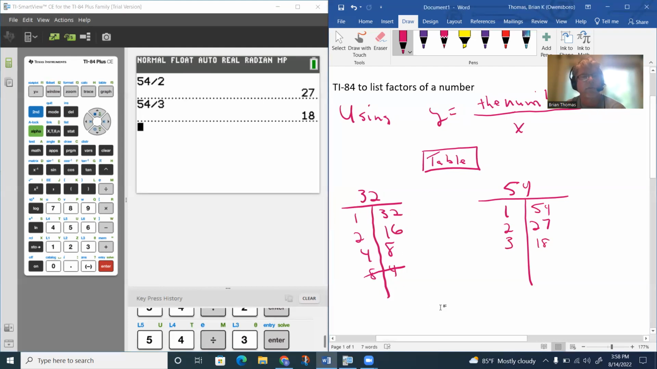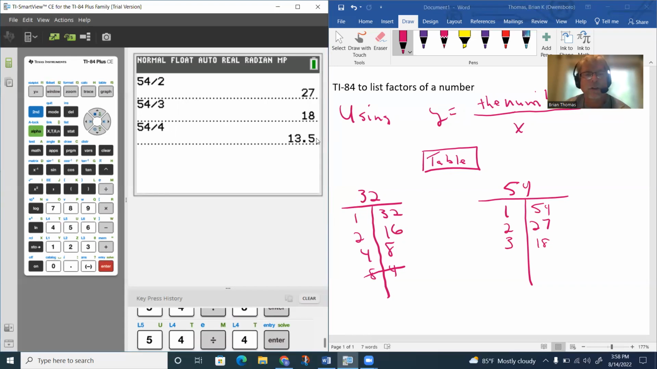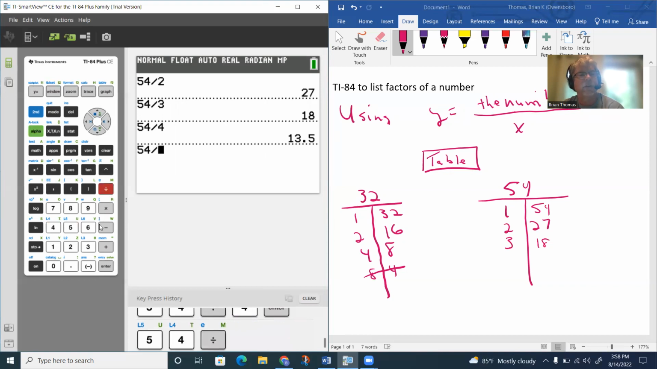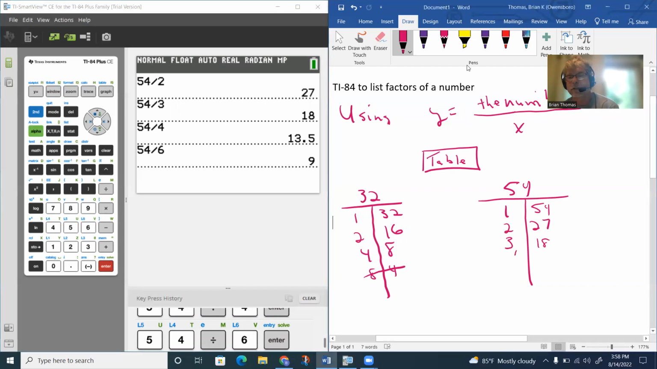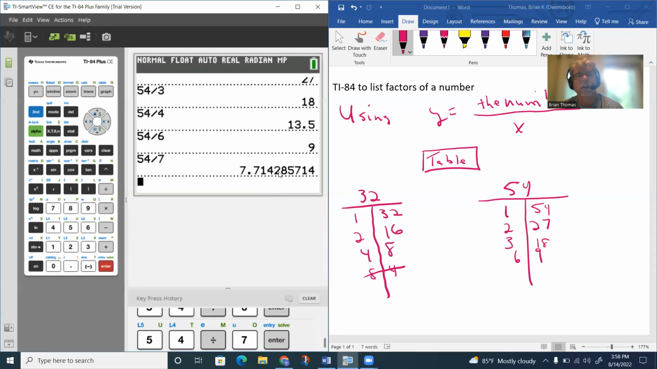4, I'm not sure about 4, so I would use the calculator. 54 divided by 4. Notice how I got a decimal there, so 4 is not a factor of 54. 5, since it does not end in 0 or 5, 5 is out. 6, I do 54 divided by 6. I do get 9, so 6 and 9 are factor pairs. 7, I don't think 7 works, but if we want to double check it, 54 divided by 7. Notice how I get this decimal, so 7 is not a factor.